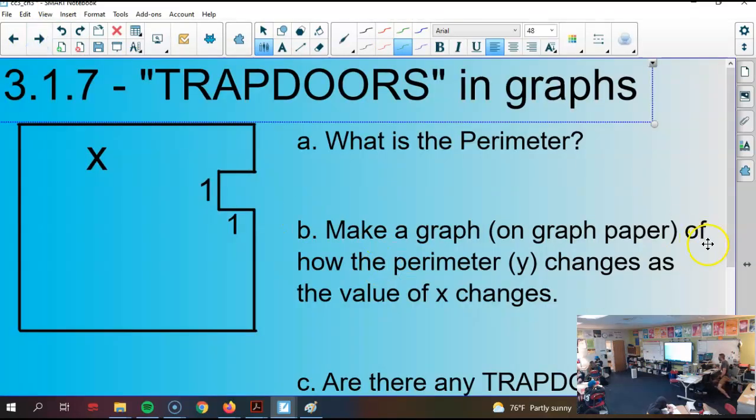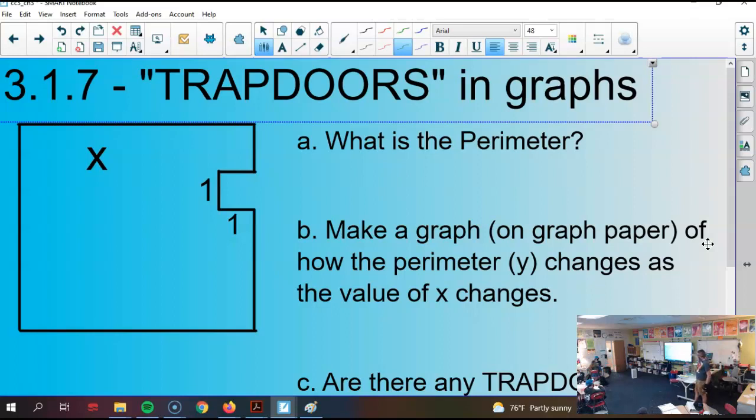Alright, so today, our lesson is called Trapdoors in Graphs. Really, what CPM calls it is graphing errors, but I don't like the word errors, because it's not that we're making a mistake. What we're looking for are the trapdoors so we don't fall in them. Right? We're gonna find the trapdoors and make sure that we're all aware of them.